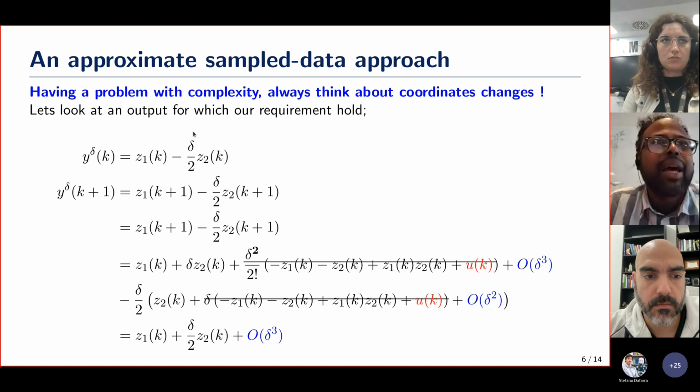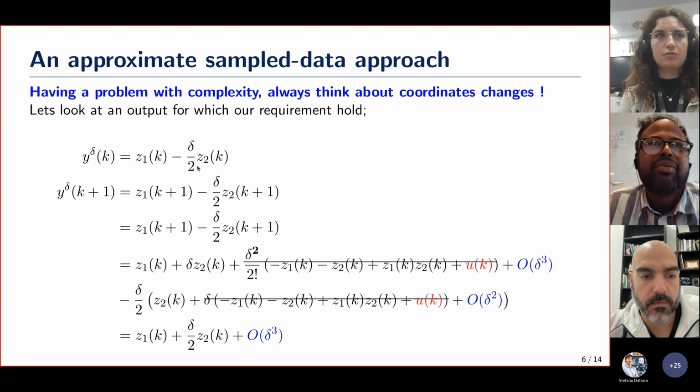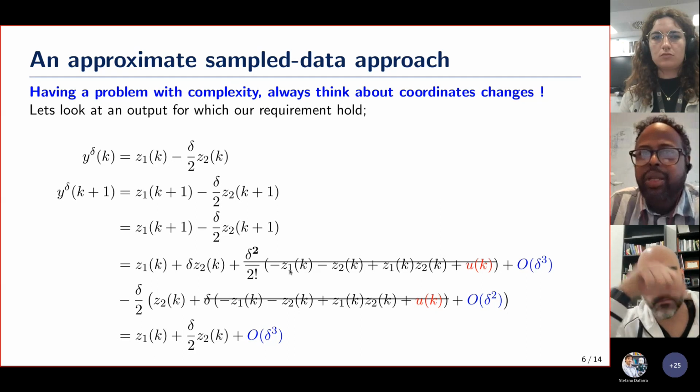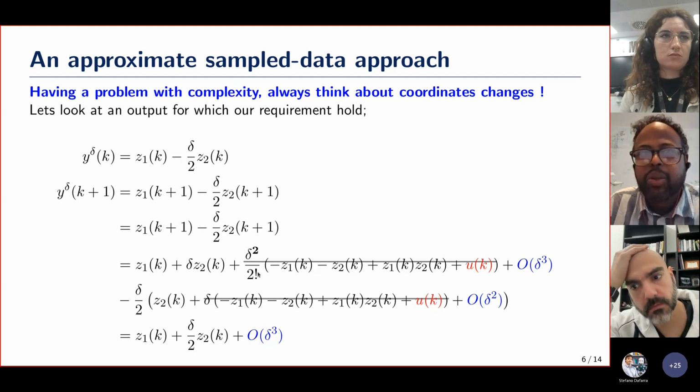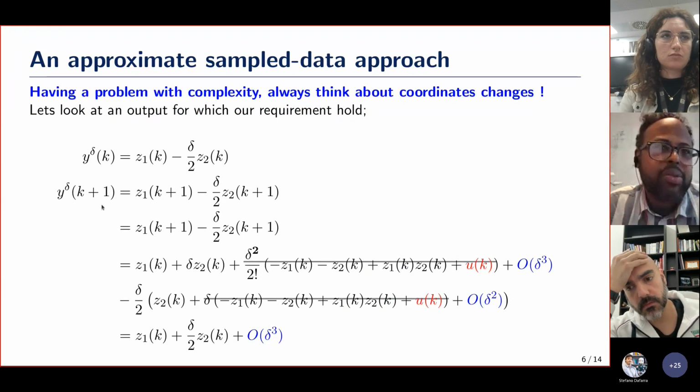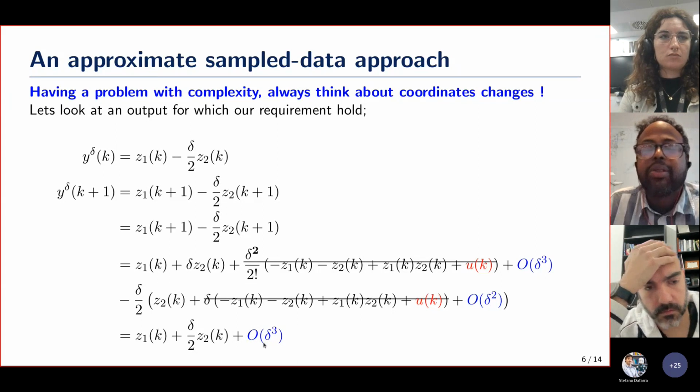So, okay, let's write this new output function, which is a mix of the first state and the delta dependent function of the second state. So z1 of k minus delta over 2 z2 of k. Okay, if we write the one step ahead prediction of this output function, which is z1 of k plus 1 minus delta over 2 z2 of k plus 1, and substitute and compute, then we notice that we actually get rid of the terms that depend on the control in this function, at least up to powers of delta square. So that means that we have to go to y of k plus 2 in order to see the influence of the input.